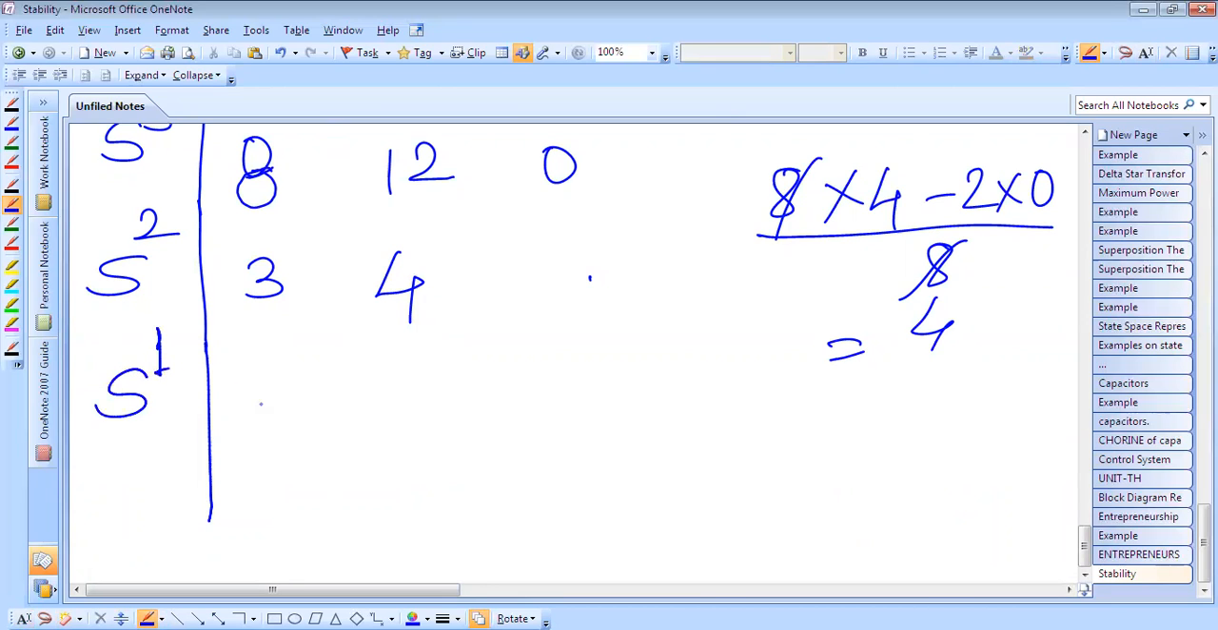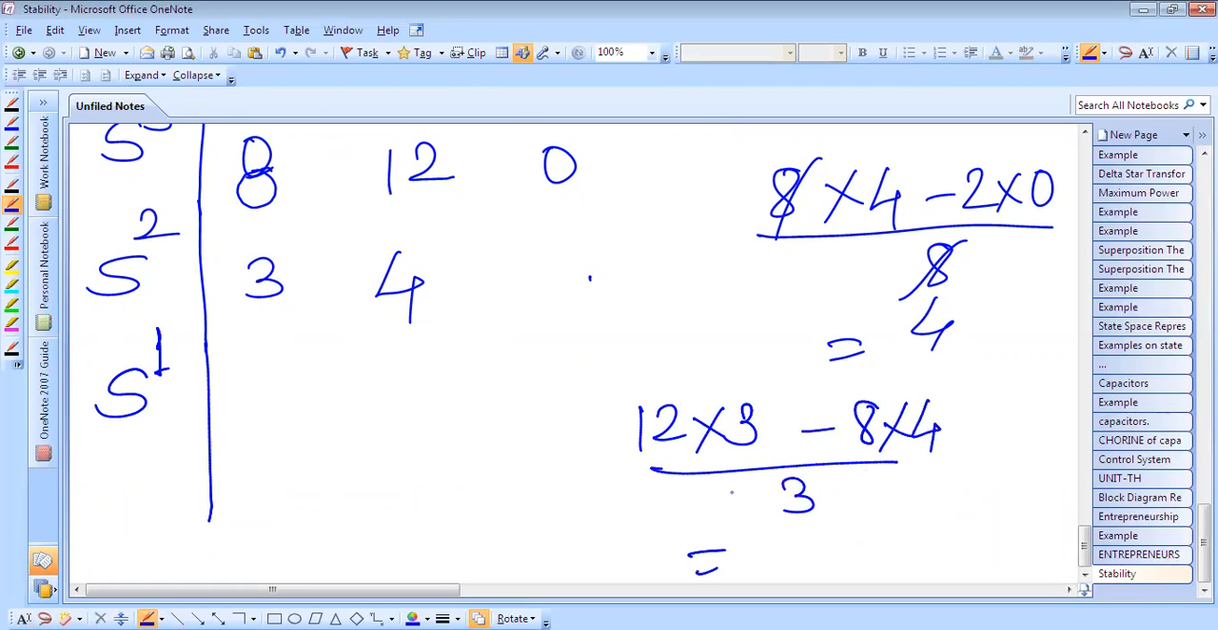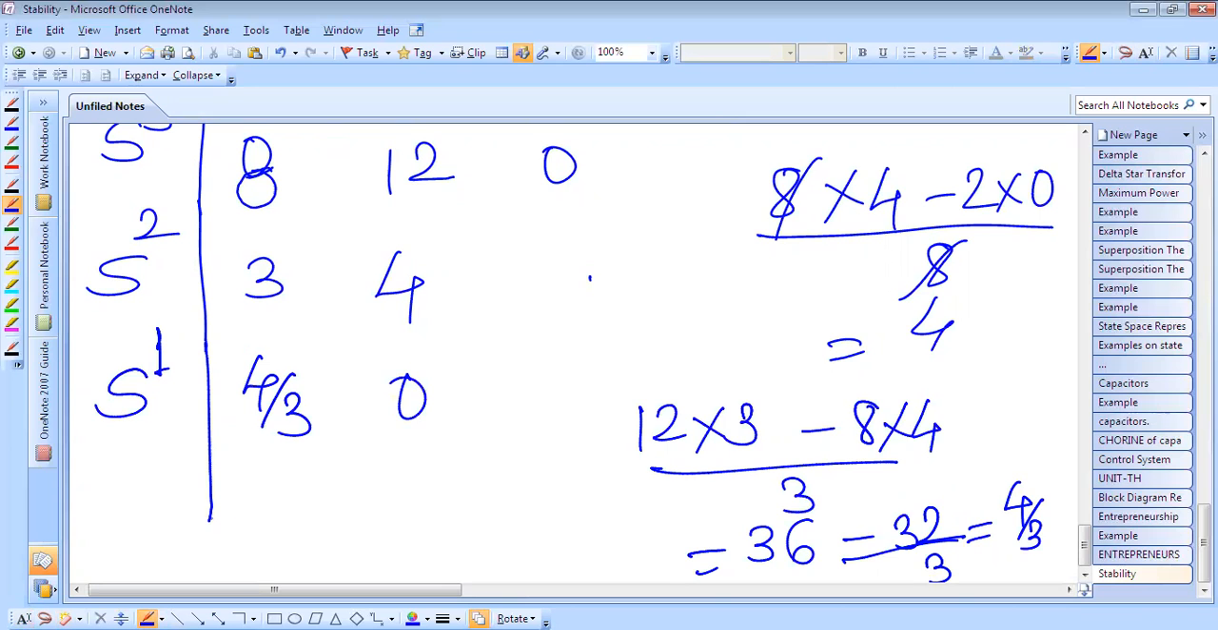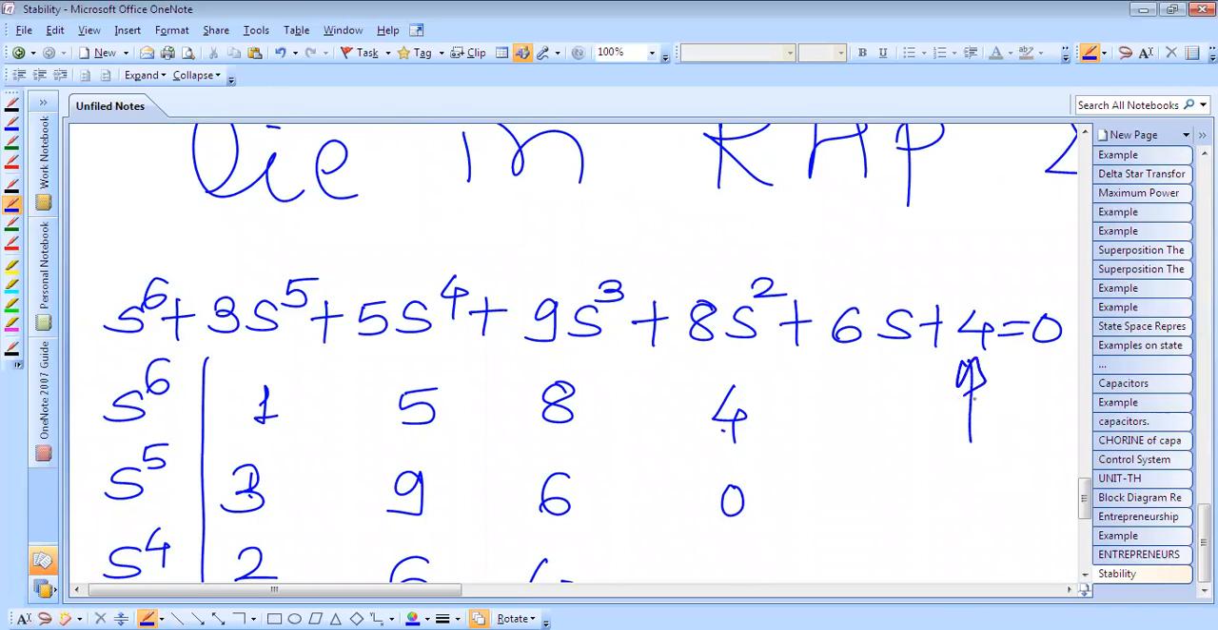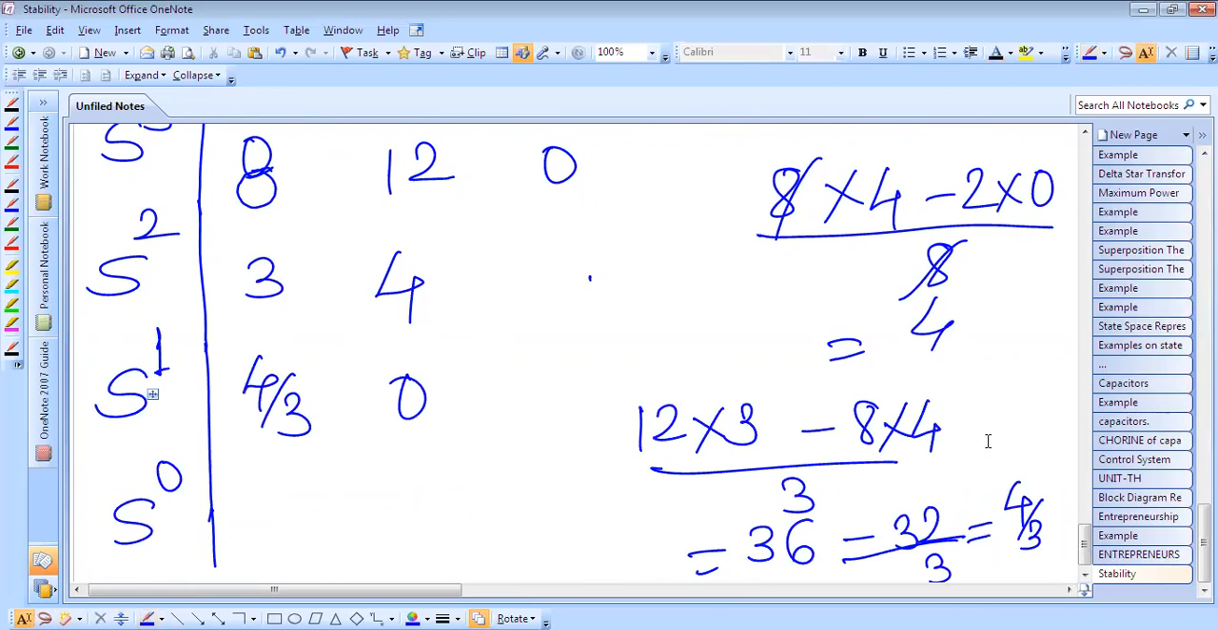Okay, next is we have to form s raised to power 1. So this is 12 into 3 minus 8 into 4 divided by 3. This is 4 by 3, and this is 0. And s raised to power 0, we have to write it from the, this is s raised to power 0. So s raised to power 0 is 4.